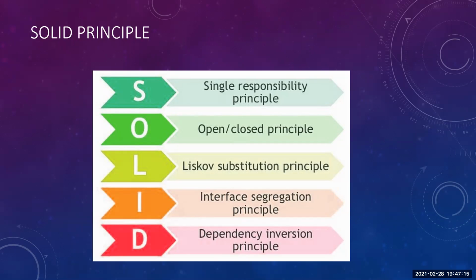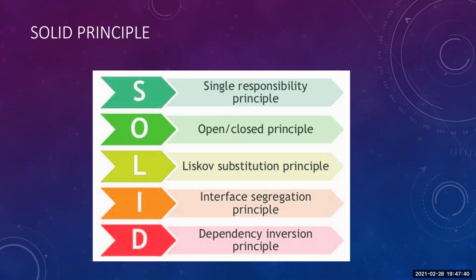Next, L. L stands for Liskov substitution. If class B is a subtype of class A, then we should be able to replace A with B. The reason is that A is a superclass and B is a child class. So this behavior should be there within our program.